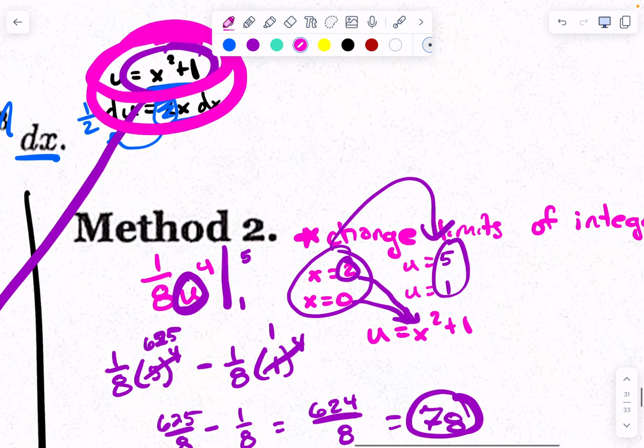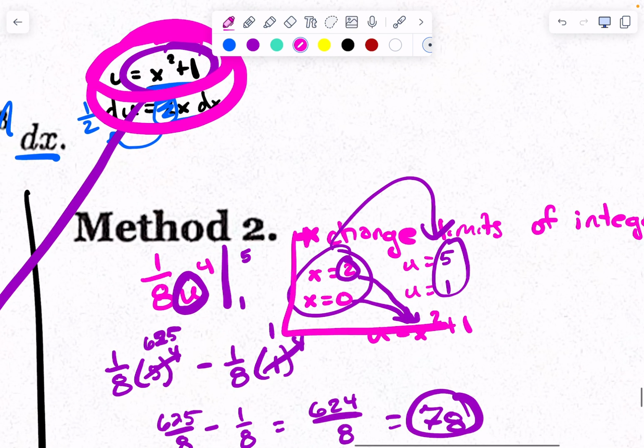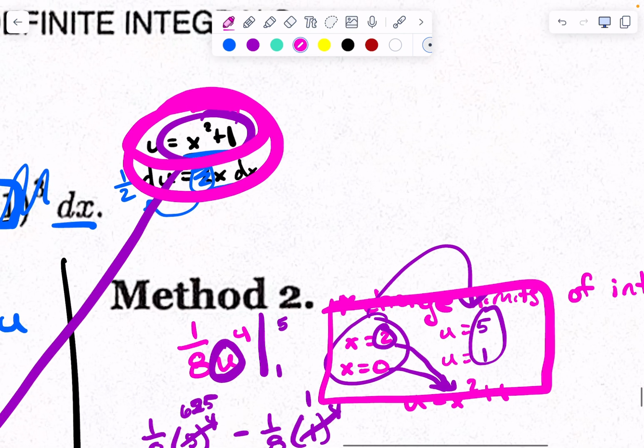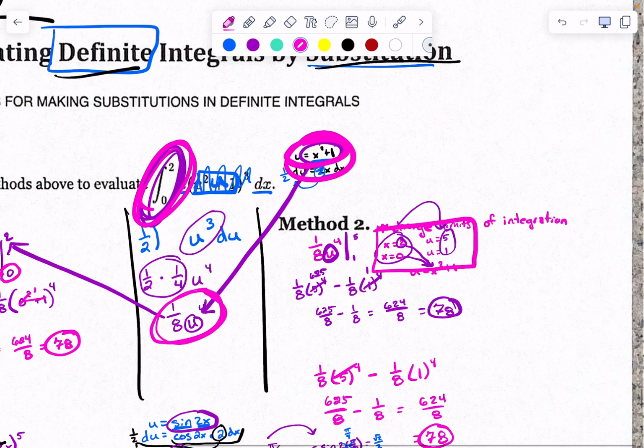And method 2 makes it kind of nice because you're just taking the problem and changing your limits of integration. So if x is this, then u is this, because that's what we said our u equal to. And then I plug that back into the equation. Hopefully that helps.